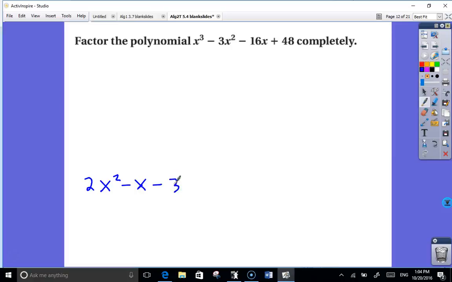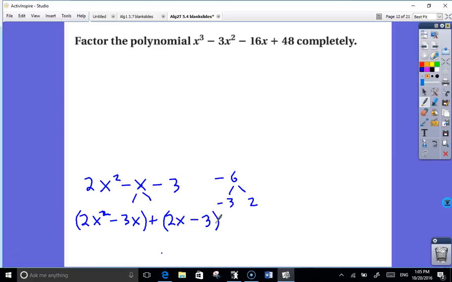We would say 2 times negative 3 is negative 6. What are the factors of negative 6 that add up to negative 1? Negative 3 and 2. So what did we do with that? We split up the middle term so that we had 4 terms. Then you group the first 2 and the last 2. Well, that's what we're going to try to do here, group the first 2 and the last 2. Now, it doesn't always work. Most of the time it does not work.